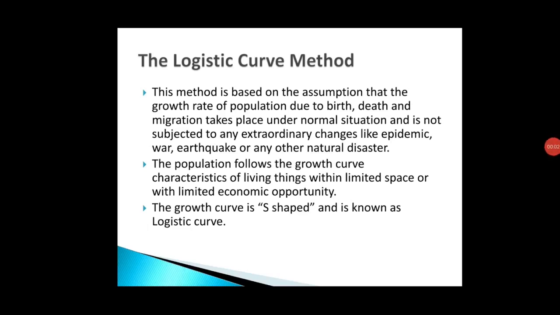This method is based on the assumption that population change due to birth, death and migration takes place under normal conditions, and the place or city is not subjected to any extraordinary change in population due to earthquake, war, epidemic, etc. And it is also assumed that the city has limited space and opportunity. Then the population would follow a growth curve in S shape, known as the logistic curve.